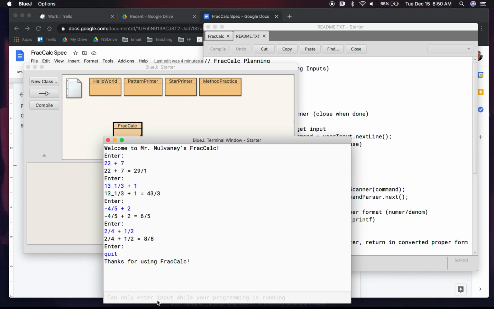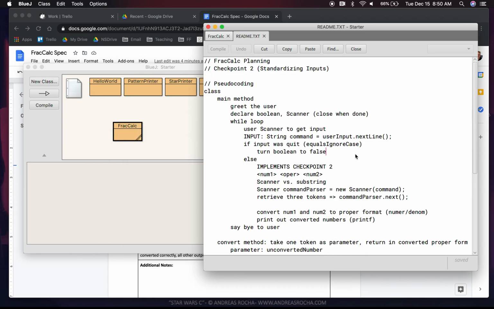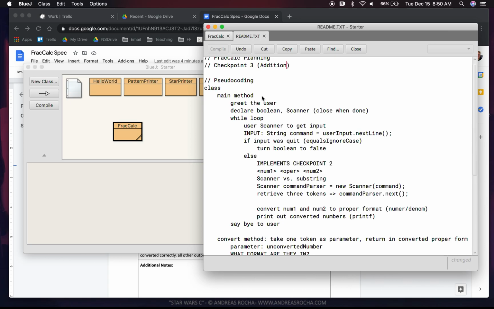So what's the strategy here? What's the plan? Let's go back to our pseudocode document. Checkpoint 2 is about standardizing inputs. Checkpoint 3 is about addition. And we have a class. We have a main method, greeting the user, fire up a Boolean and a scanner, get that user input loop going, get information from the user, and if it was quit, we turn our Boolean to false and we say goodbye. But if it wasn't quit, then we can make the assumption that the user wants us to do some math.